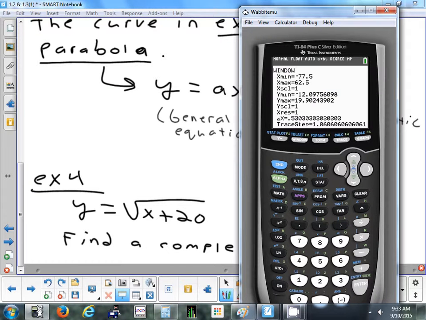So the window we had before, that's perfect. The window we have now, that's fine too. Honestly, I would round these off. If I was writing this down, just write -12 and 19.